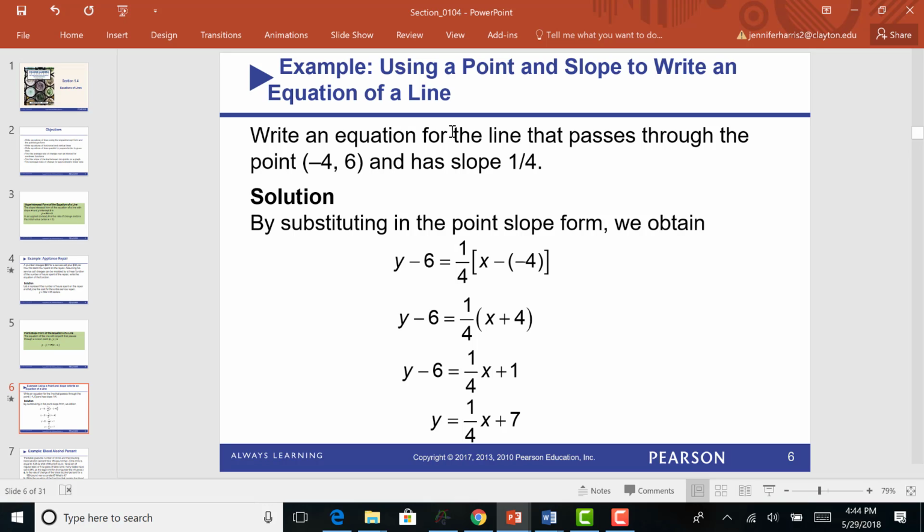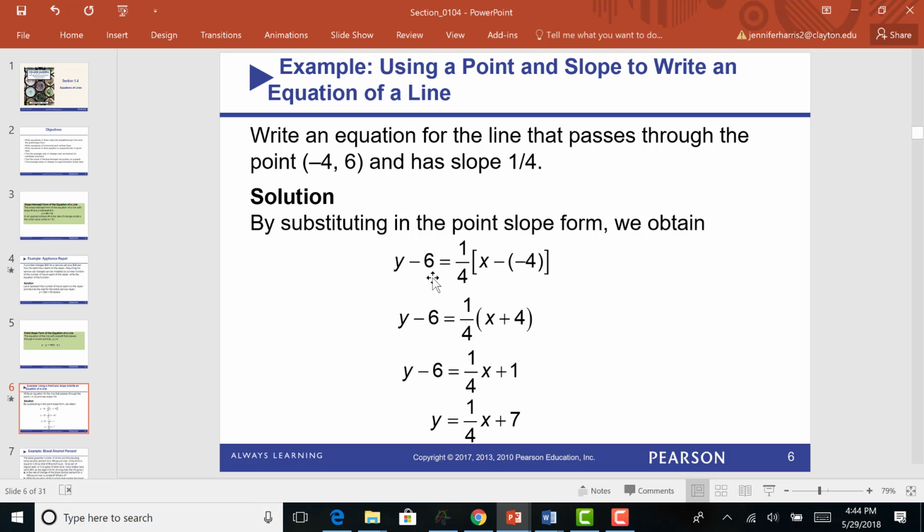Okay, alrighty. So in this particular problem that you see on the board, did they give you the point? What's x1? -4. So my x1 is equal to -4. What's y1? 6. And what's m? 1/4. Can I plug all of that into the equation? Yes. That's exactly what they did.